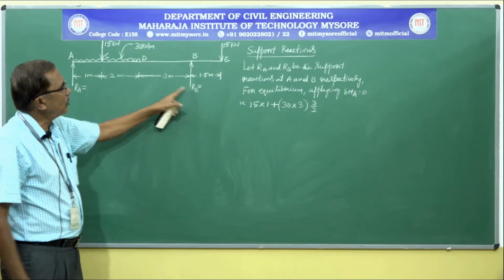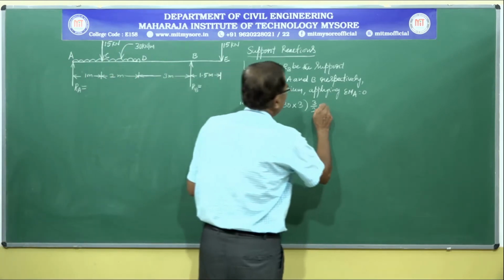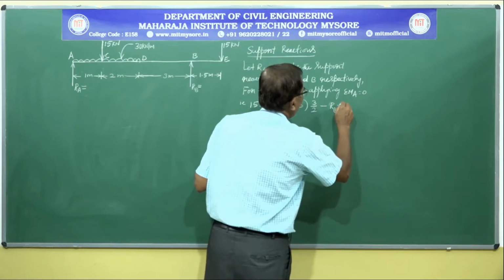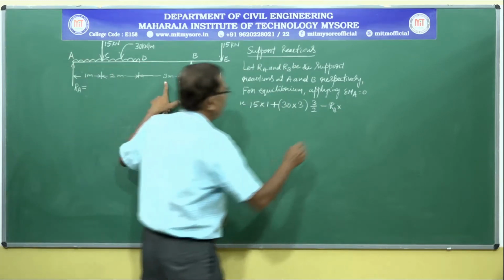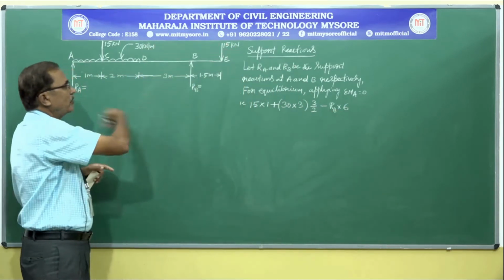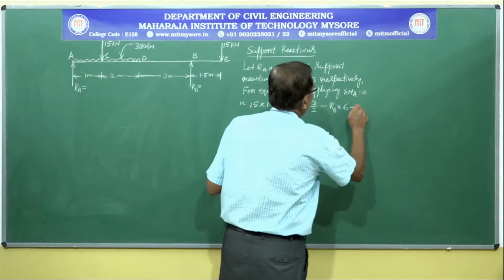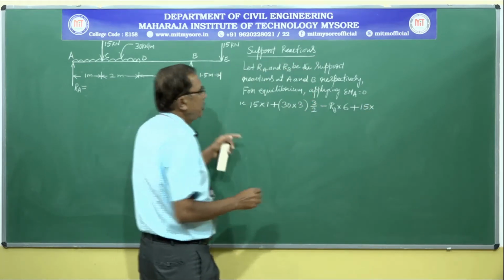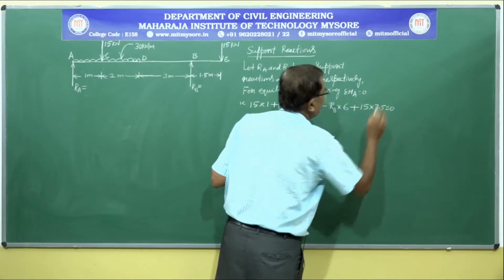Then this RB will create anti-clockwise moment, minus RB into 3 plus 3, 6 meter. Lastly, this point load will create clockwise moment about point A. It is plus 15 into 6 plus 1.5, 7.5, that is equal to 0.